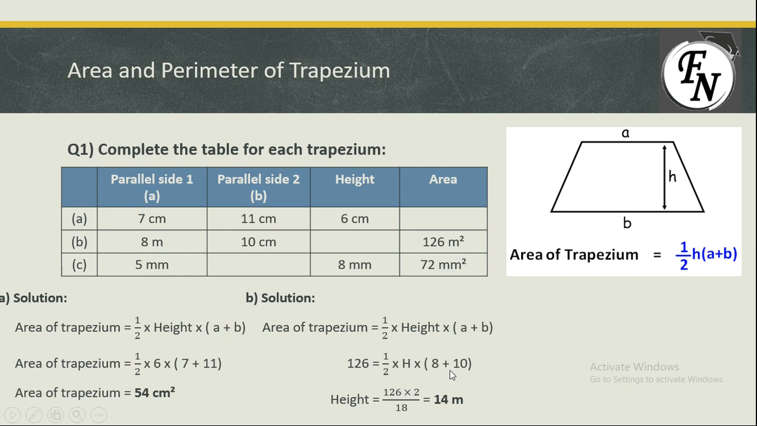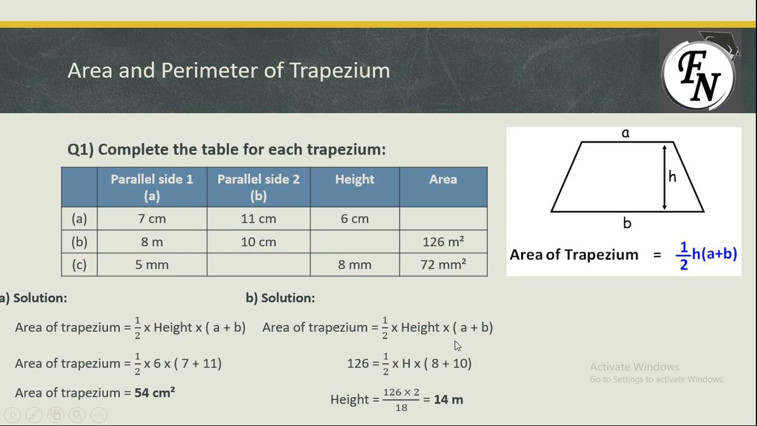So I will add these values up. This would be 18, and here it is multiplying, there it would be divided, so it will become a denominator, and 2 is dividing here, so there it would be multiplied, and h will be the subject which I need to calculate. After solving it using BODMAS, I will obtain the answer as 14 meters.